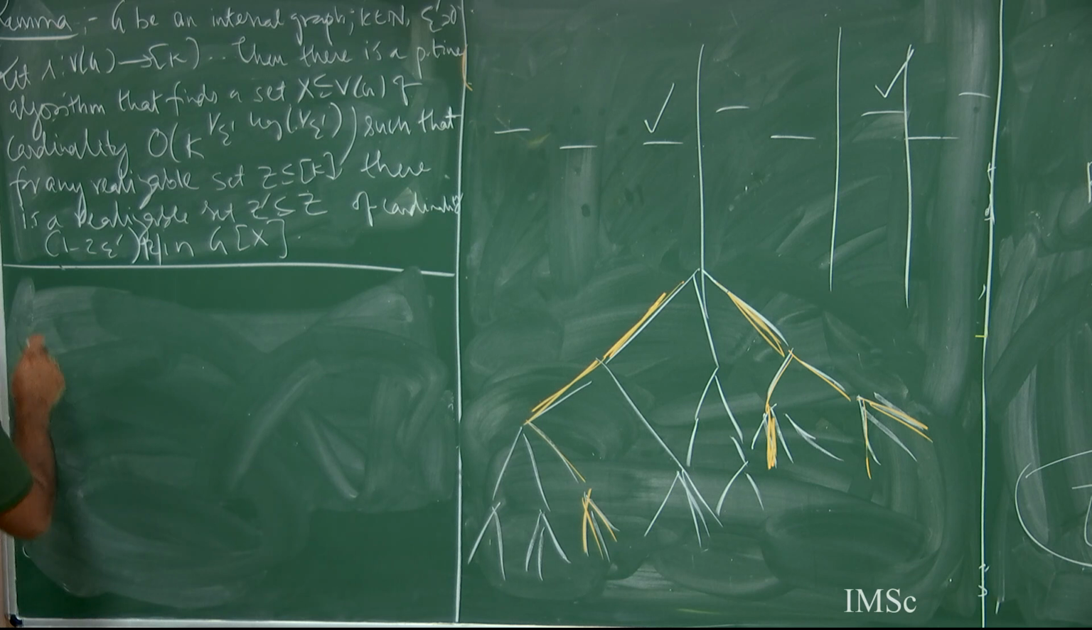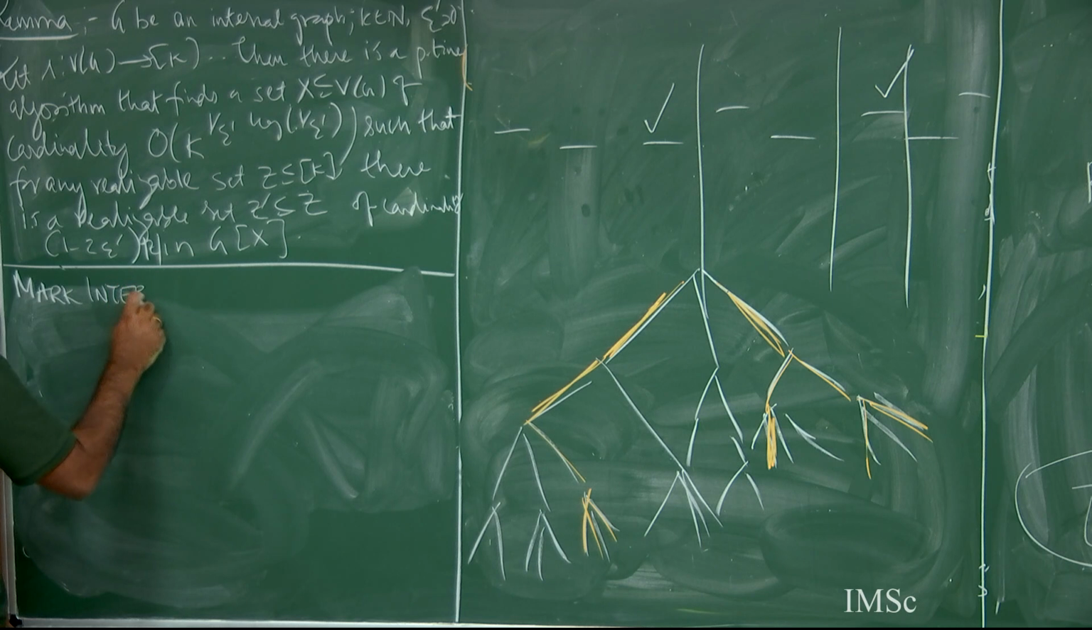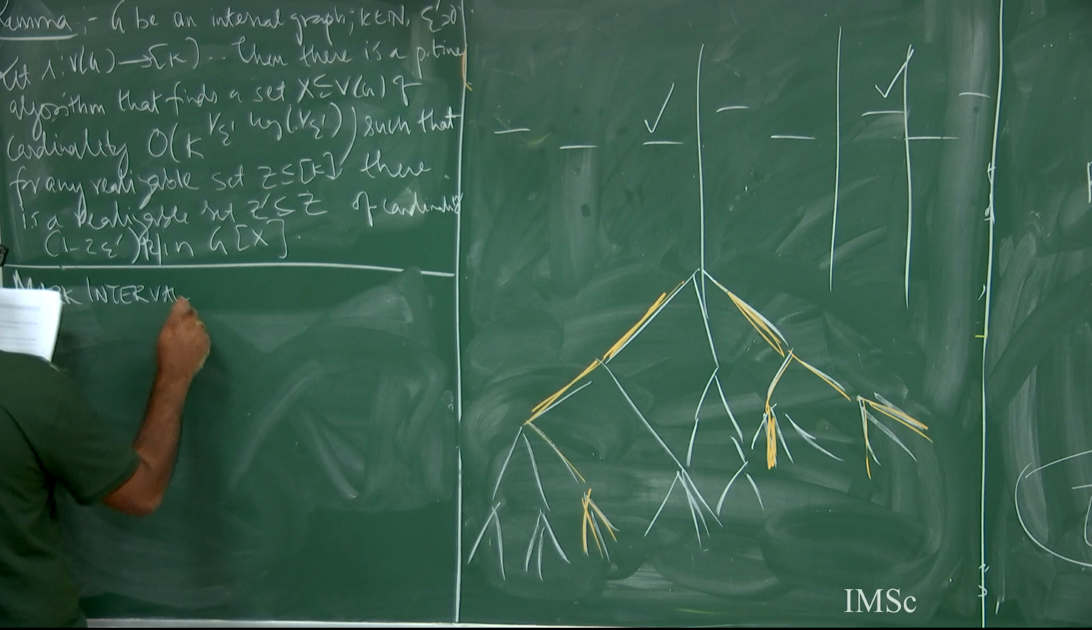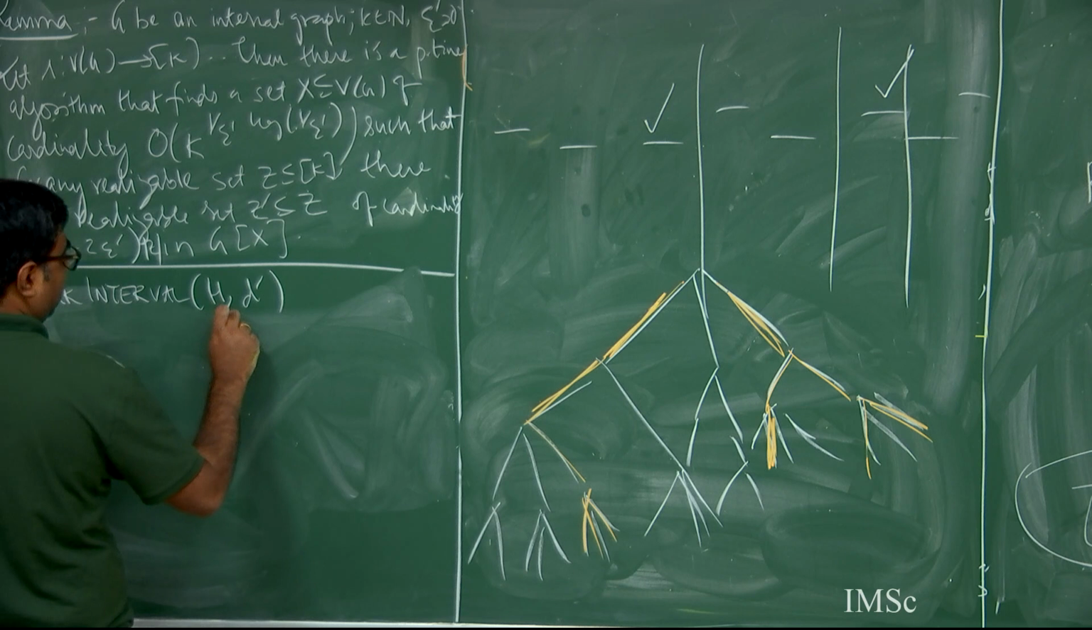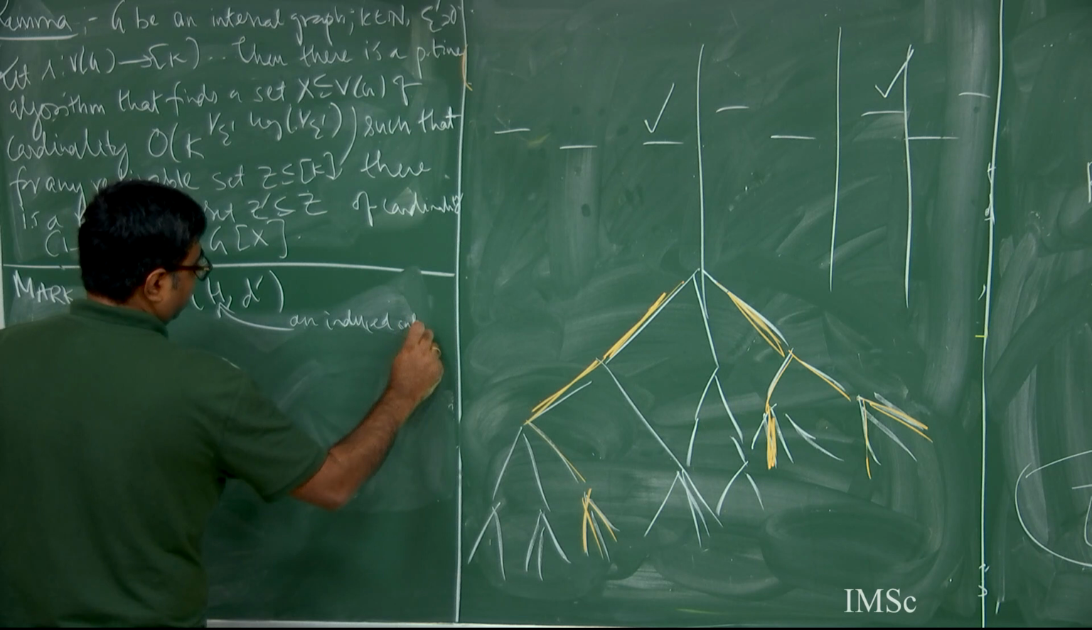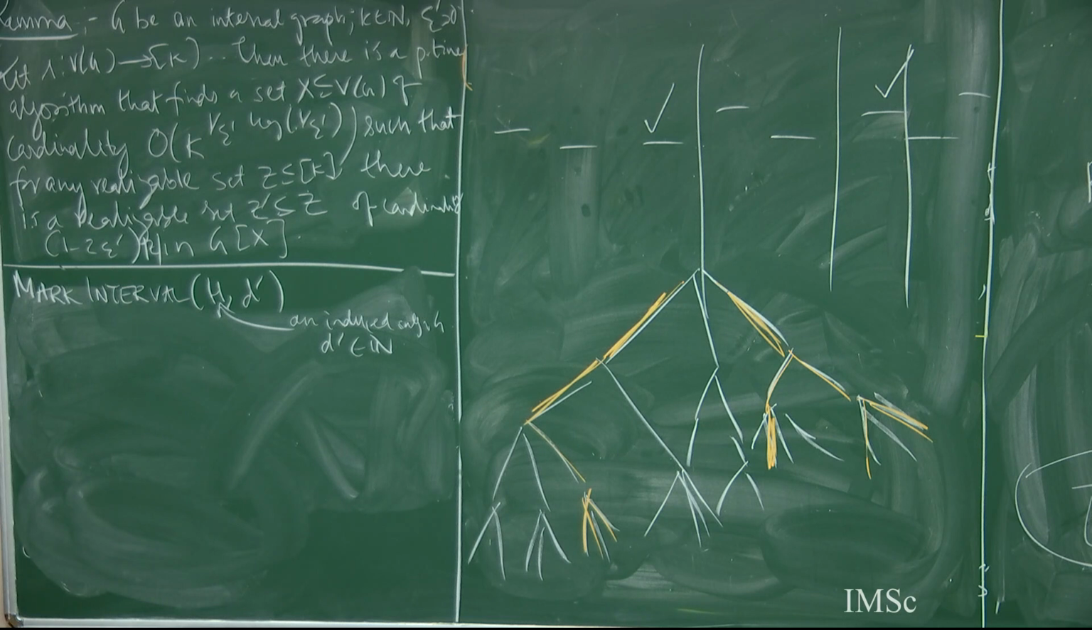So the algorithm is called Mark Interval, and Mark Interval will mark all this. It takes two parameters, an H and a D prime. H is an induced subgraph of G, and D prime is a natural number. This will be like a depth threshold. If it goes more than this, then do something.